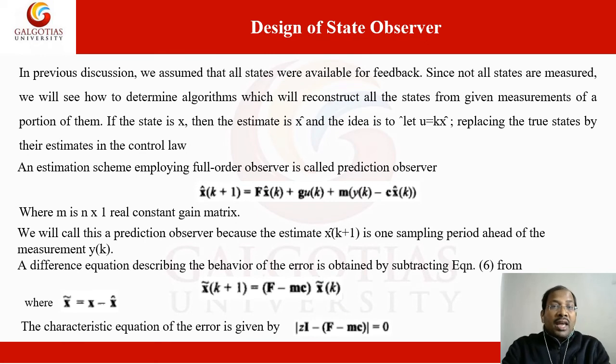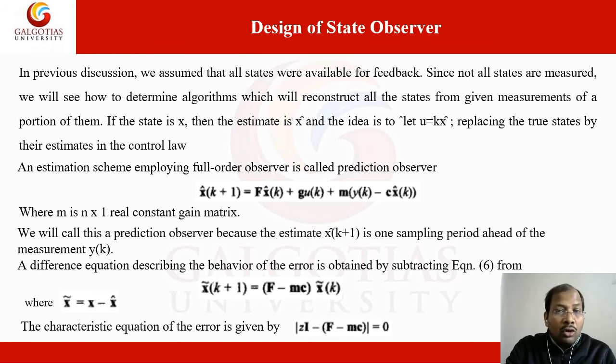So now come to the state observer. You know that previously we assumed that all state variables are available for measurement and we can easily apply them. If all the states are not available for measurement, then we go for a state observer to estimate the states, and then the estimated states we can apply to the control law. So here we first proceed to design a full order state observer.